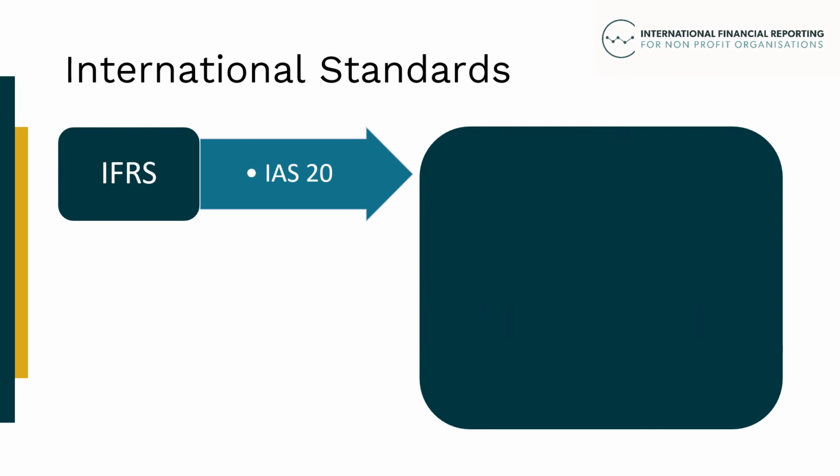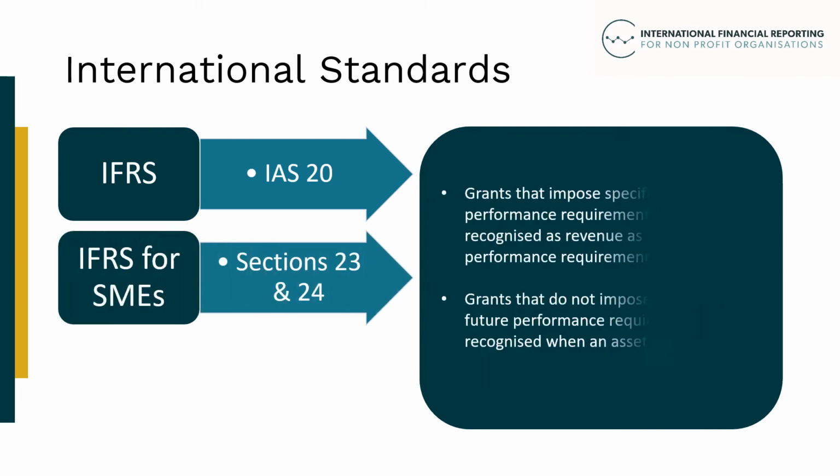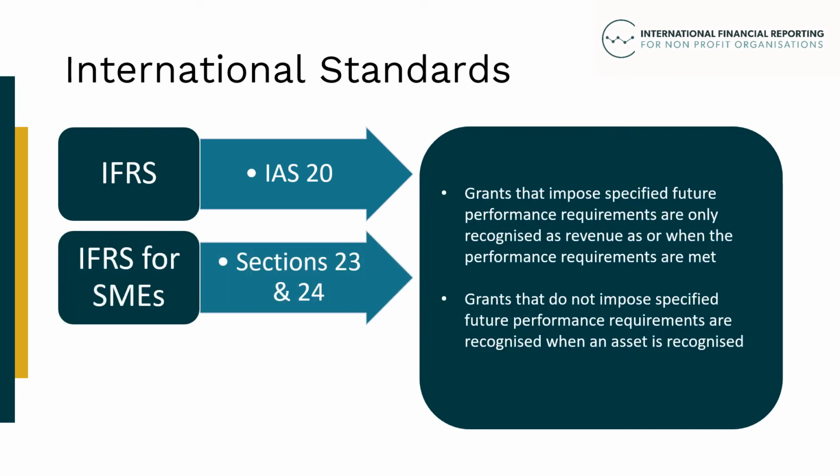Under IFRS for SMEs, Section 24 addresses government grants. Grants that impose specified future performance requirements are only recognized as revenue as or when the performance requirements are met. Grants that do not impose specified future performance requirements are recognized when an asset is recognized. Section 23 applies to revenue from the sale of goods, rendering of services, construction contracts, interest, royalties, and dividends.